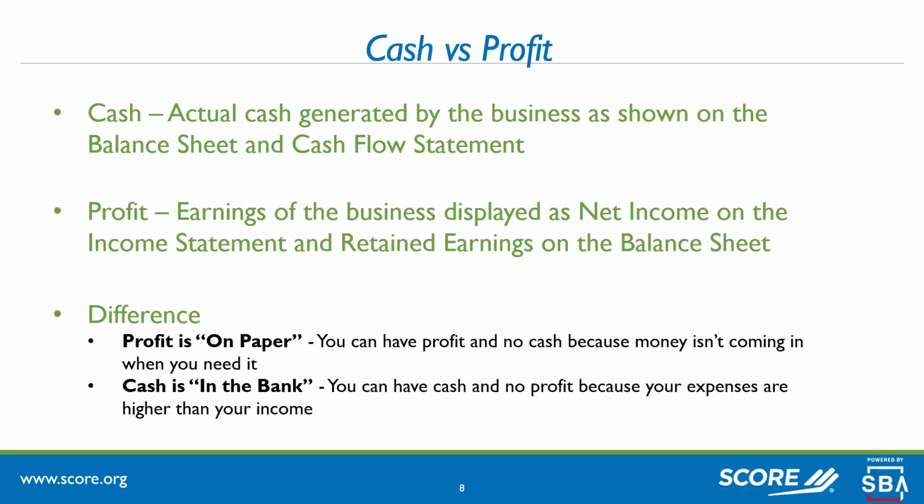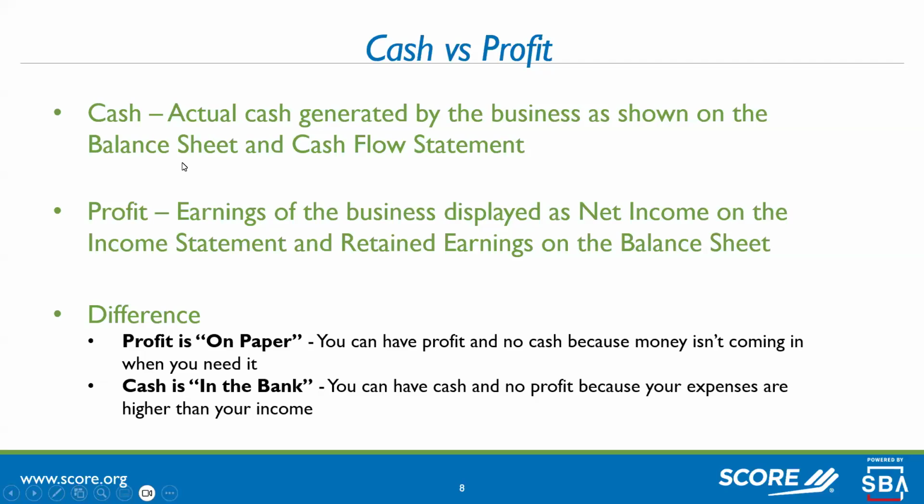So profit is the earnings. Profit is on paper. You can have profit, but have no cash because money isn't coming in when you need it, right? Because that goes into timing of the cash flows, and we'll talk about that a little bit more in a minute. So profit is what's on your income statement as net income, and what is shown as retained earnings on the balance sheet. So that's on paper. Cash is the physical cash that you have in the bank.